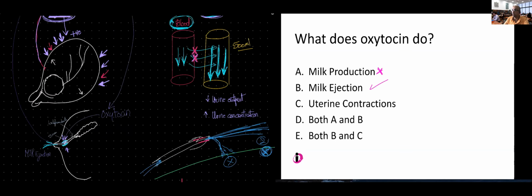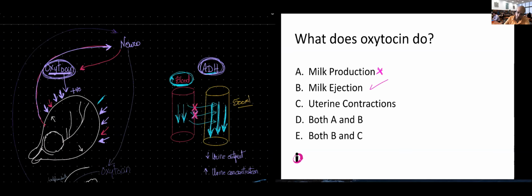Do I play any role in the uterine contractions? Yes, during labor, oxytocin is increasing the uterine contractions, allowing labor to take place. So here, the good answer is going to be both B and C. So I'm responsible for milk ejection and I'm responsible for the uterine contractions. This is going to be our second question for the in-class activity for this session.